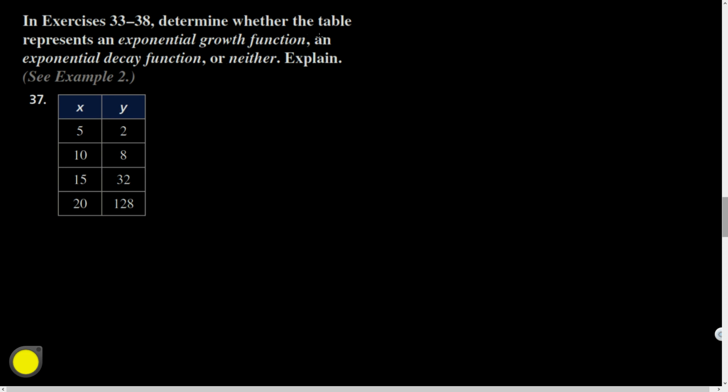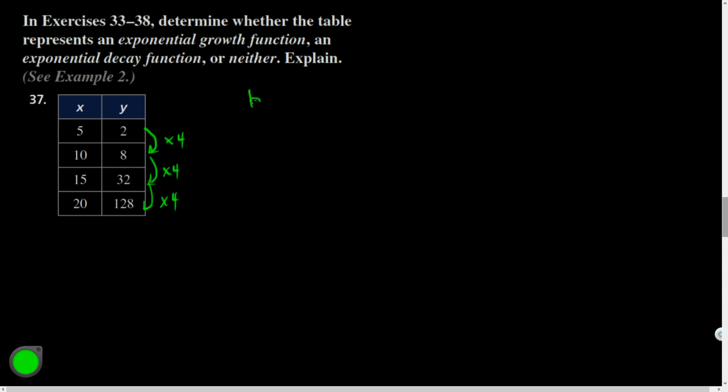So, determine whether the table represents exponential growth or decay or neither. Yeah, so notice, first of all, these aren't increasing by 1. They're going up by 5s for my x's. That's fine. But what's happening to the r values here? Let's see, yeah, times 4, times 4, times 4.